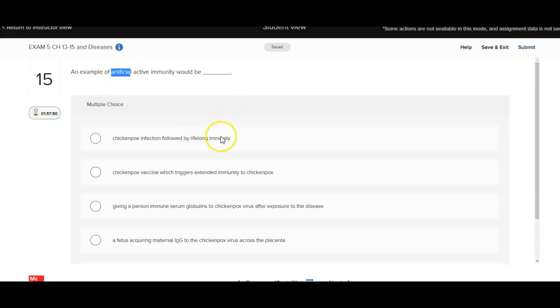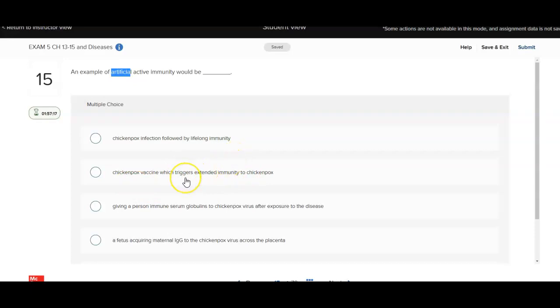So the answer is not A. That would be a natural active, because getting chickenpox infection is a natural thing. However, the answer to this particular question is going to be B. And the reason why is a vaccine is not natural, it's artificial. But it triggers an immune response to chickenpox, and that immunity is the person producing their own antibodies, so that is active. And that's why that would be the answer.